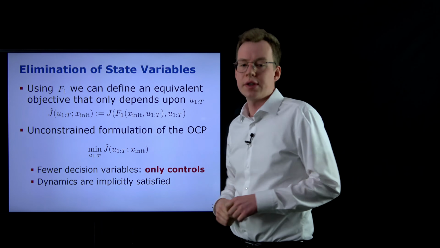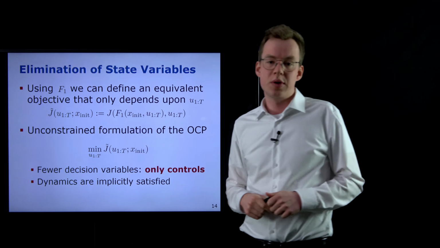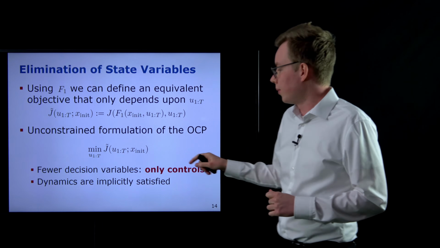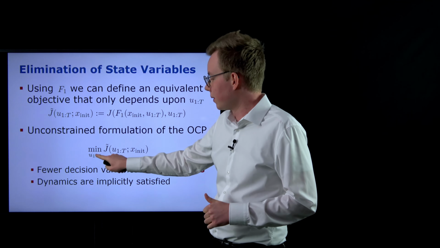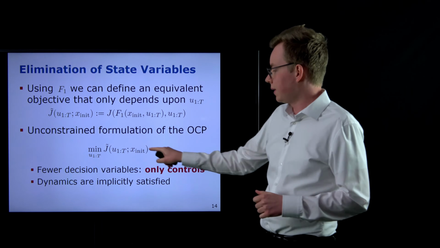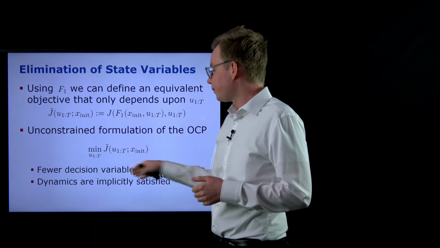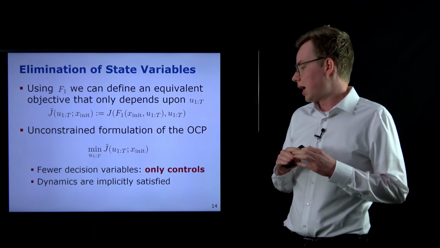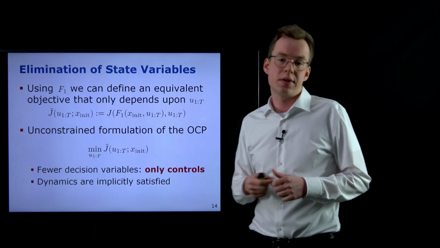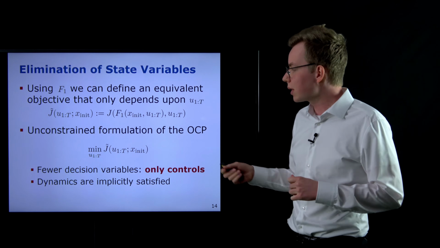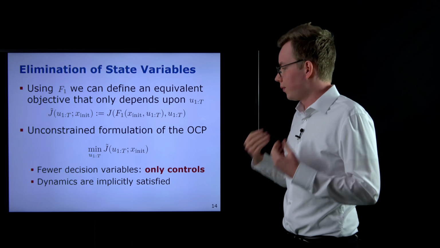And so with this rewritten objective, the nice thing is that now we have an unconstrained optimization problem, with fewer decision variables. So now we only depend upon these inputs u1 to uT, and the initial conditions, they are given, so they are not a decision variable, they are just fixed. And the nice thing is that not only do we have fewer decision variables, but we don't have any constraints, because all the constraints, so the initial conditions and the dynamics constraints, they're implicitly satisfied, because the forward simulation function will always produce dynamically feasible states.